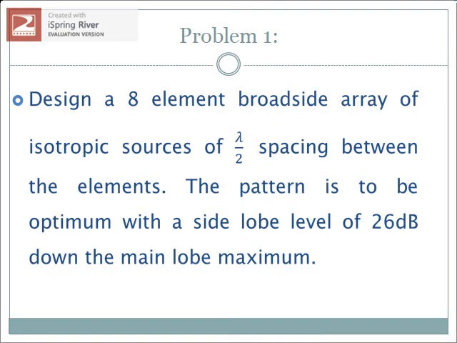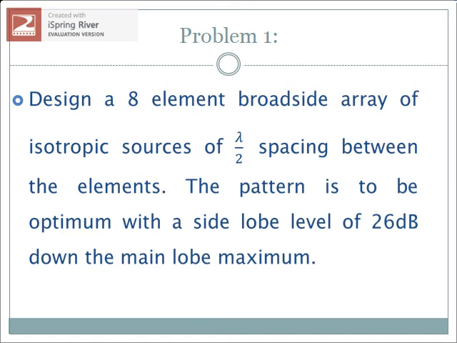Let's check a problem. The problem is defined like this. Design an 8-element broadside array of isotropic sources with λ/2 spacing between the elements, and the pattern is to be optimum with a side lobe level of 26 dB down from the main lobe maximum. So first we can check what values are given.